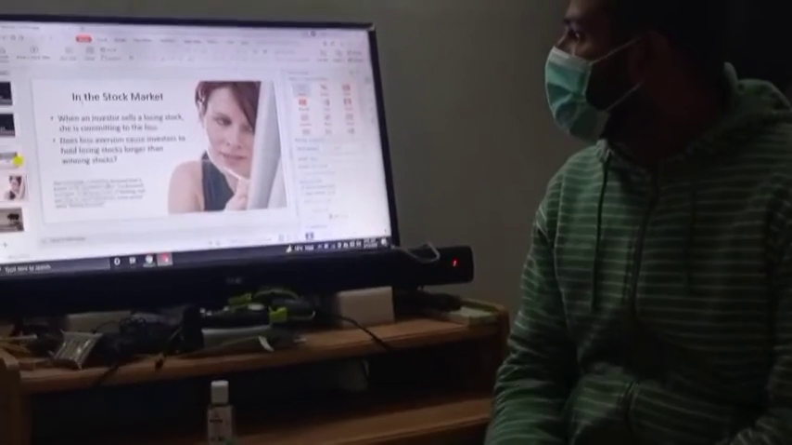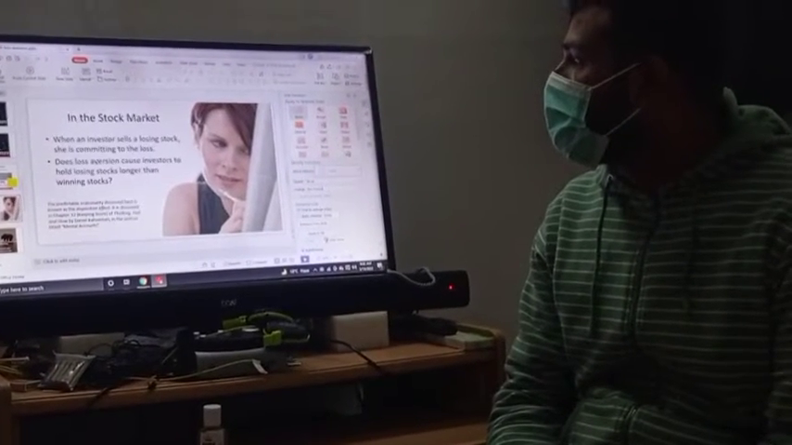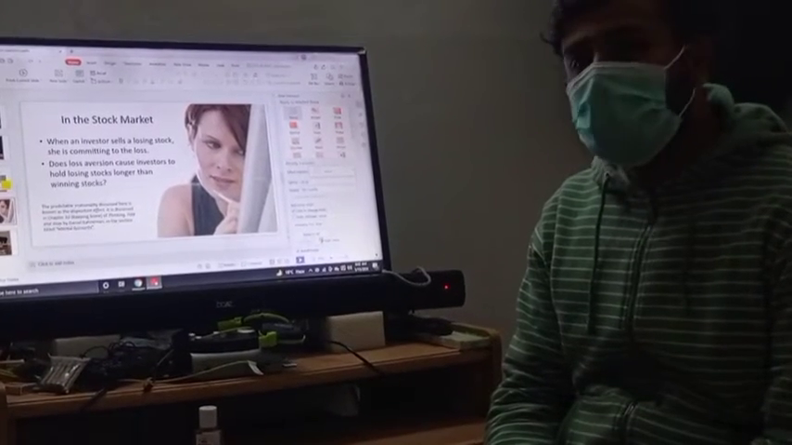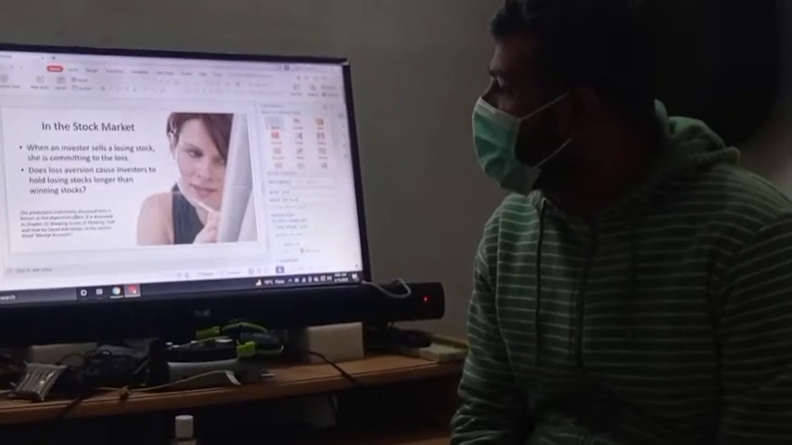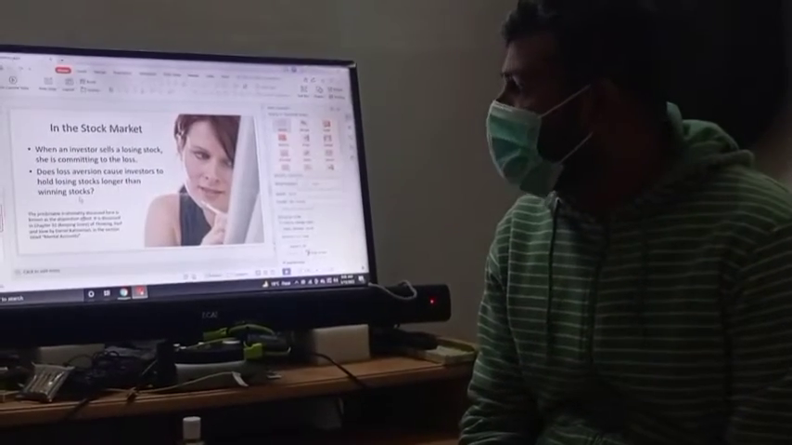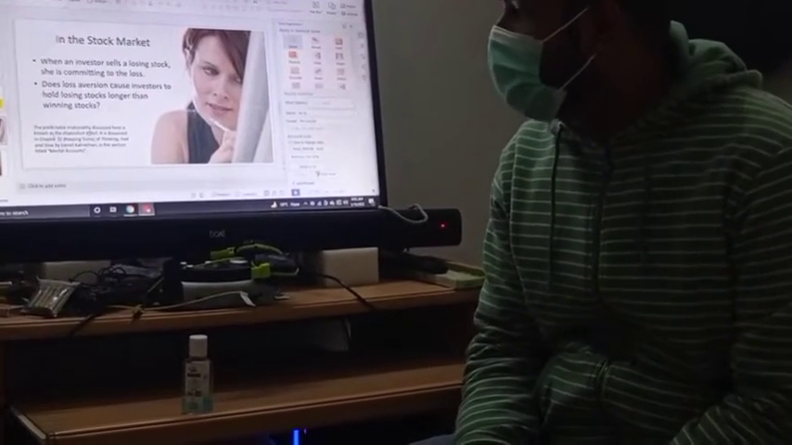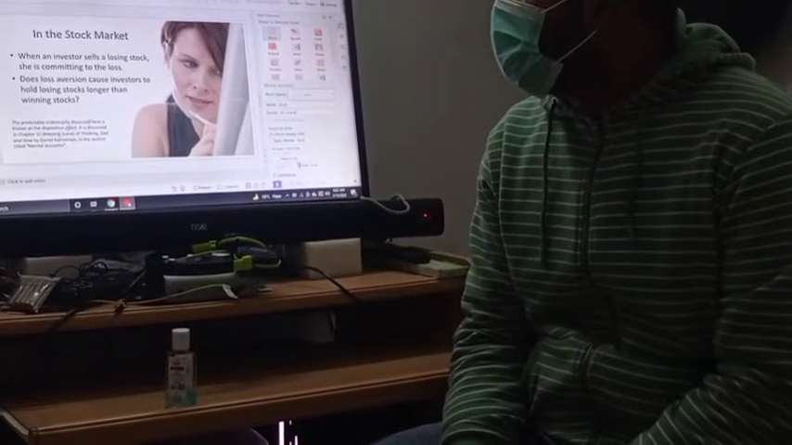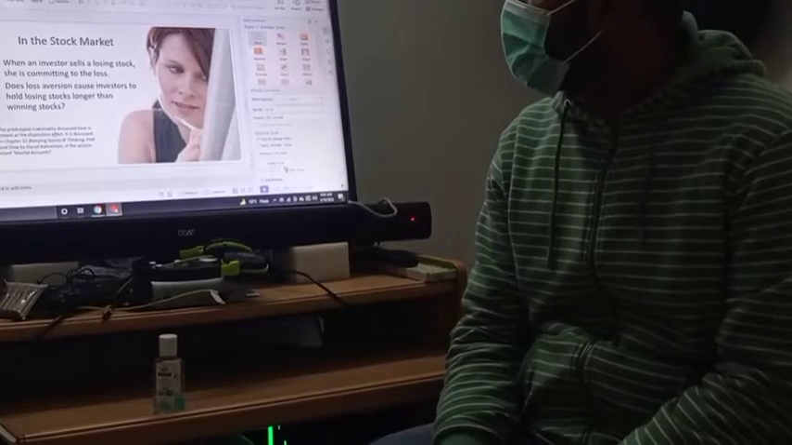Now, in the stock market, when an investor sells a losing stock, she is committing to the loss. Basically, she's committed to the loss that she's incurring when she's selling a stock and actually incurring losses. Does loss aversion cause investors to hold losing stocks longer than winning stocks? The predictable irrationality discussed here is known as the disposition effect. It is discussed in chapter 32, Keeping Score, of Thinking, Fast and Slow by Daniel Kahneman in the section titled Mental Accounts.